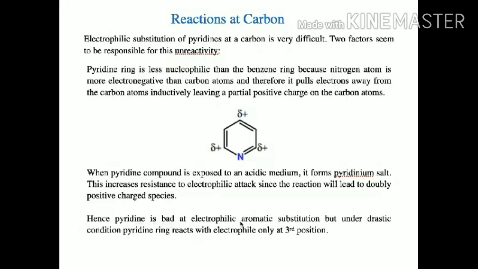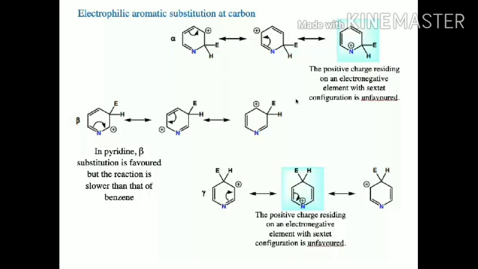Hence pyridine is bad at electrophilic aromatic substitution reaction, but under drastic condition pyridine ring reacts with electrophile only at the third position. So why is it going to react at the third position? This is the reason. If it reacts at the second (alpha) or at the gamma, fourth position, then in the intermediate the positive charge will reside on the electronegative atom with sextet configuration, which is not favored.